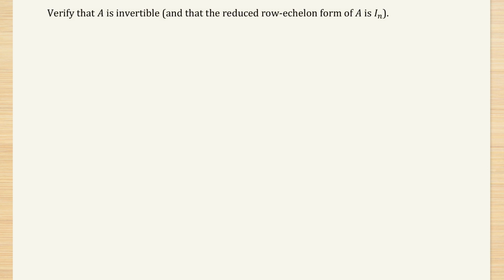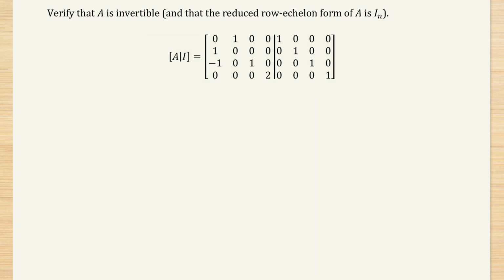Next, we verify that A is invertible, and at the same time that the reduced row echelon form of A is the identity. We can try to invert A by augmenting matrix A to the identity matrix, and then row reducing. If A is invertible, then we expect the A side to turn into the identity matrix.